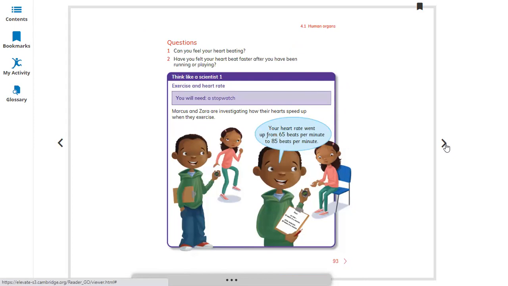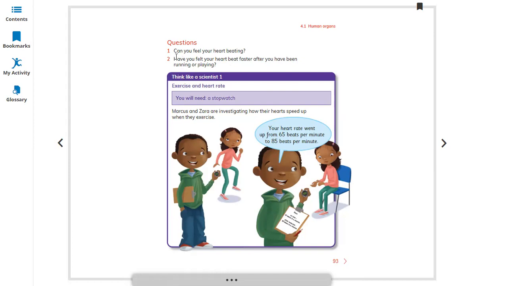Page number 93, question number 1. Can you feel your heart beating? Have you felt your heart beat faster after you have been running or playing?